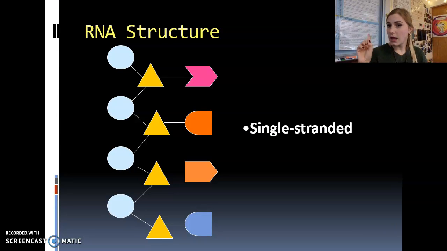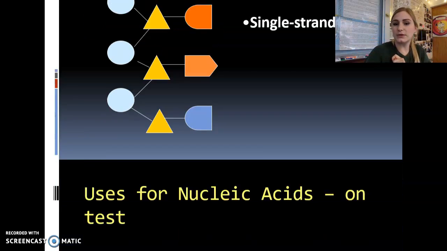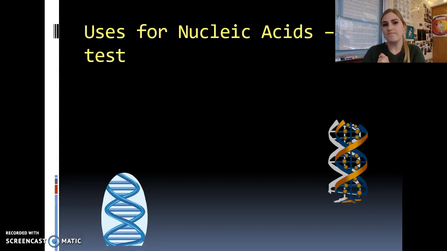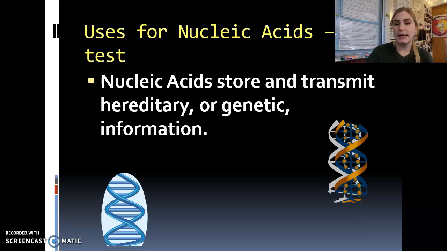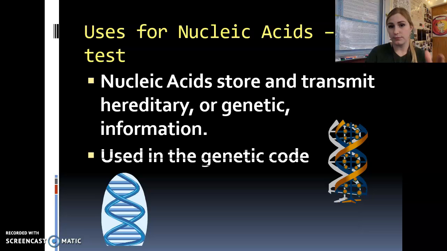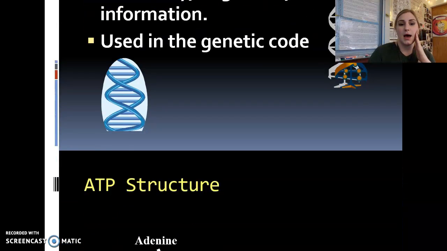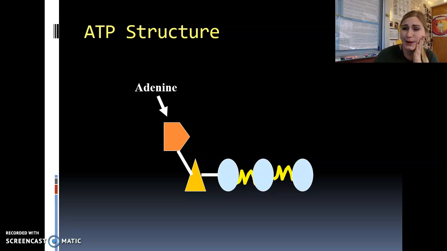RNA structure. DNA is double-stranded, so it's got like the A and T pairing together here. For RNA, it's single-stranded, and RNA tends to curl up on itself. So it's single-stranded, and our uses for it, nucleic acids, DNA, RNA, those are both genetic information. Those are the genes that make you. Genes, genes, genes.